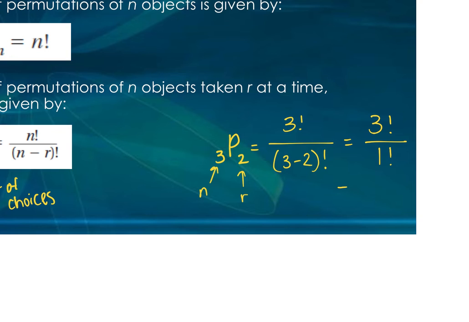How can I rewrite 3 factorial broken down? Xavier? Yeah, 3 times 2 times 1. And 1 factorial is just 1. So this is going to be 6 divided by 1, which is just 6.